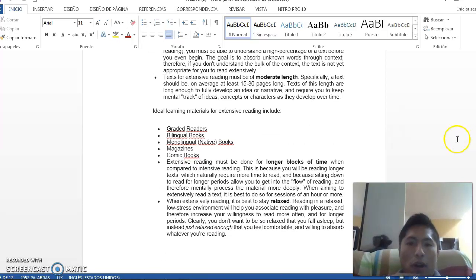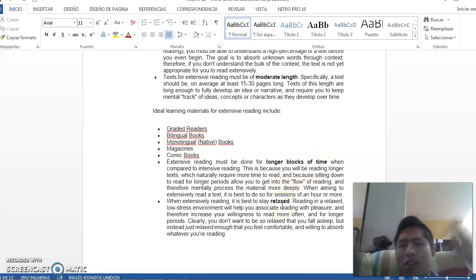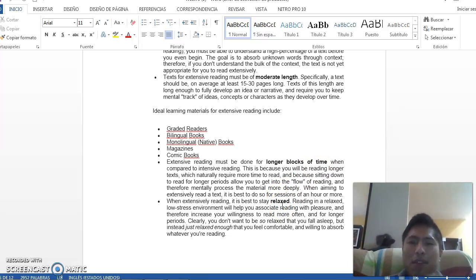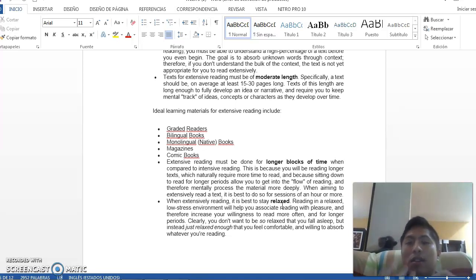And here you see now: graded readers, bilingual books, monolingual books, magazines, comic books, maybe. Extensive reading must be done for longer blocks of time. Yes, that is true. And you need to be relaxed, because it's 15 minutes and 30 minutes and it's like 40 pages or 20 pages. But this is more academic, what I told you now. You read to get maybe previous knowledge, to get some vocabulary, to improve your English skills most of the time. But you don't want to get any specific meaning or idea to learn. You just read and read, because you want to increase your vocabulary.